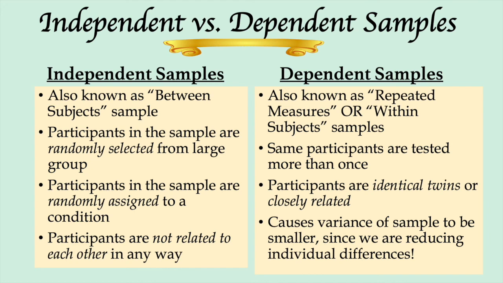the different groups appropriately. If we think about it a little bit further, if you're going to measure the same people over time, this is going to cause the variance of the sample to be smaller, since we are reducing the possibility of individual differences.